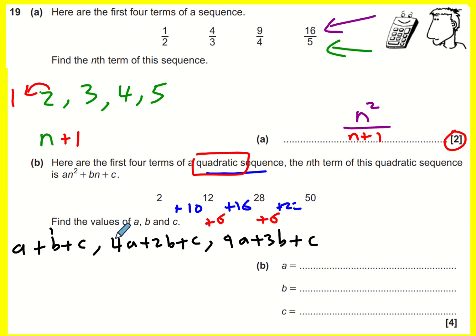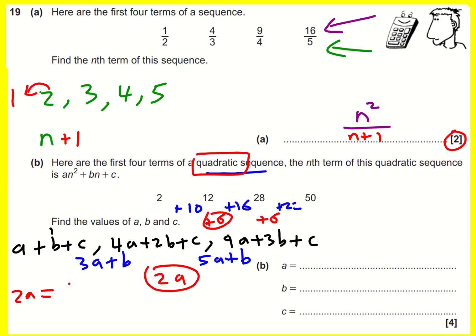I'm going to find my first difference. This one is 3a plus b. This one is 5a plus b. And that allows me to find my second difference, which is 2a. And now I can start comparing. So I've got my actual sequence, I've got the general sequence. It must be that 2a is equal to 6. And therefore a is equal to 3.